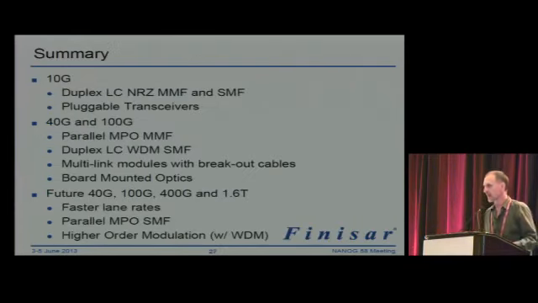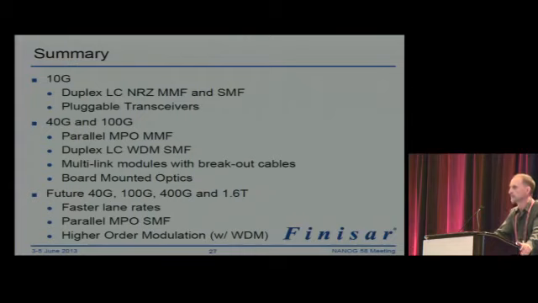So in summary, 10G was very simple. There was actually not a lot of complexity, either duplex LC multi-mode or single mode with pluggable transceivers. At 40 and 100G, we're seeing more complexity now. Parallel fibers for multi-mode, WDM for single mode. The big change for you will be multi-link modules with breakout cables, and then board-mounted optics. We'll see how that plays out. It's a departure from the pluggable module paradigm. It'll be very interesting how well you guys like that.